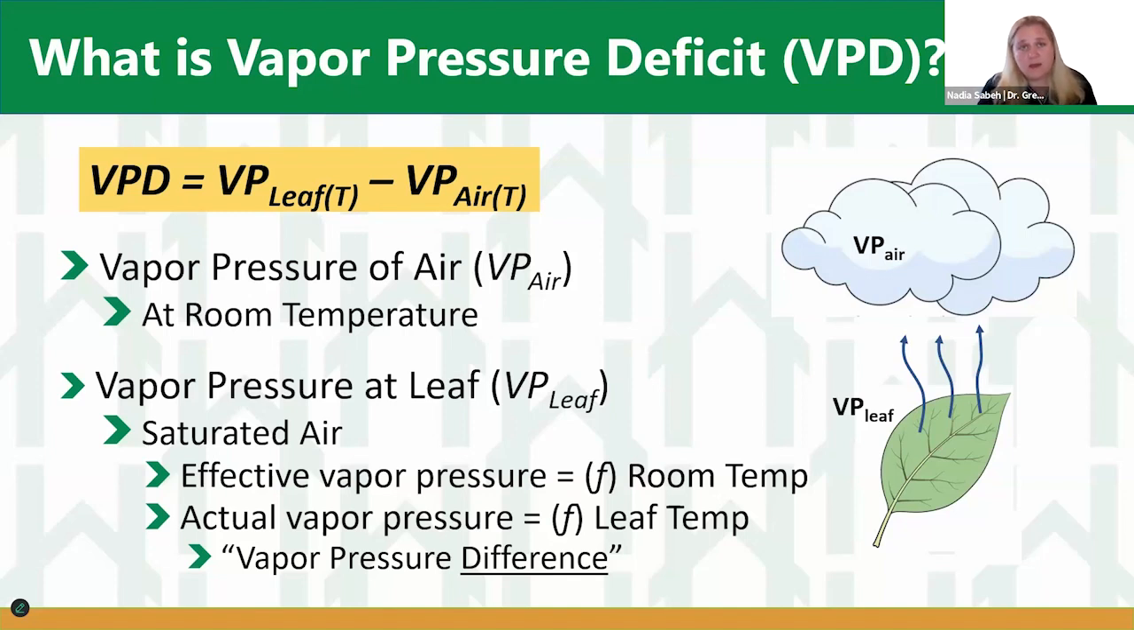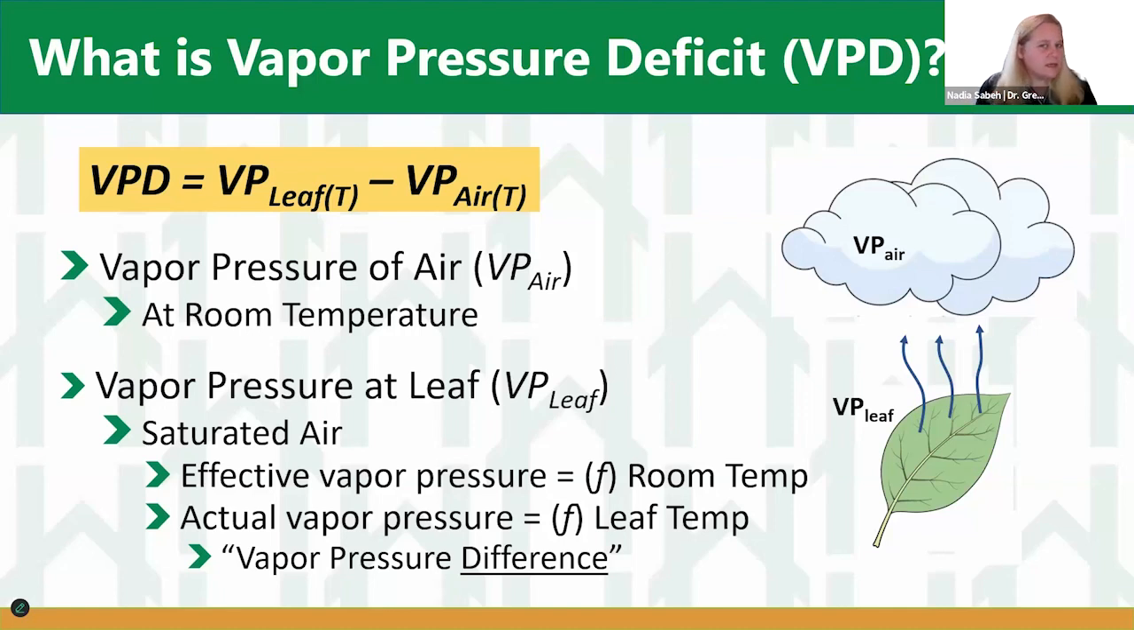Now, there's another way to measure VPD, which is the vapor pressure difference, which you might also hear. And this is where we look at what the vapor pressure is of the air versus the saturation vapor pressure at the leaf temperature instead of the air temperature. So this would be your actual vapor pressure difference, where we're looking at the water vapor pressure of the air at the air temperature versus the saturated vapor pressure at leaf temperature.